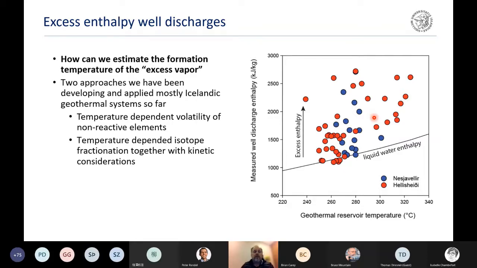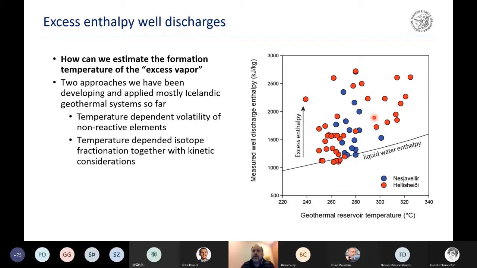But here we are thinking of the temperature-dependent volatility of an element that doesn't take part in such fluid-rock interactions. The other thing that we have been exploring is that many isotope fractionation reactions are very temperature-dependent.